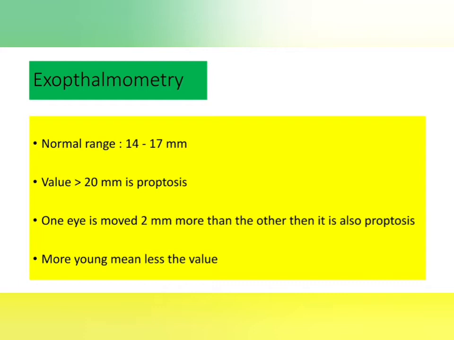If the corneal apex distance is greater than 2 millimeter, it is proptosis. Younger patients have a lesser value than adults, but this value should be less than 20 millimeter. Okay.